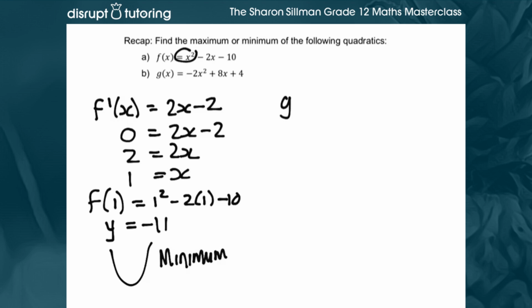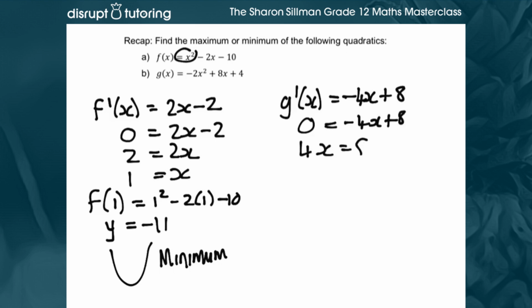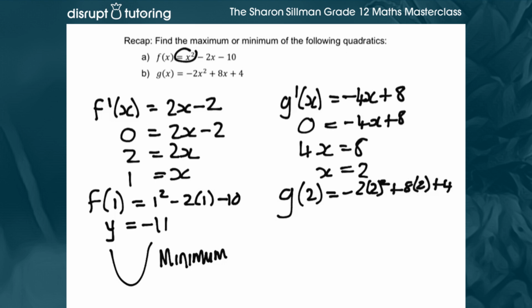For the second one, find our derivative. Make it equal to 0. Solve for x. Once you have the x value, substitute that back into the function to find the corresponding y value, which in this case is 4. This is a negative quadratic, so it looks like that. So what you have found, the maximum value of this quadratic is 4.